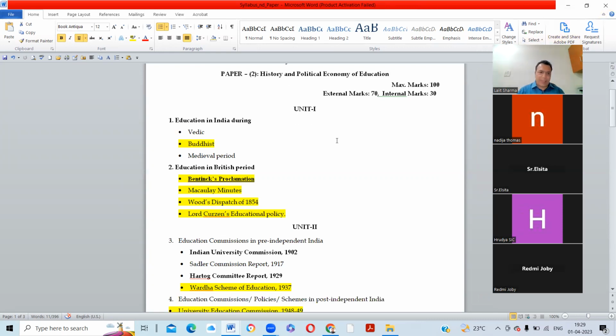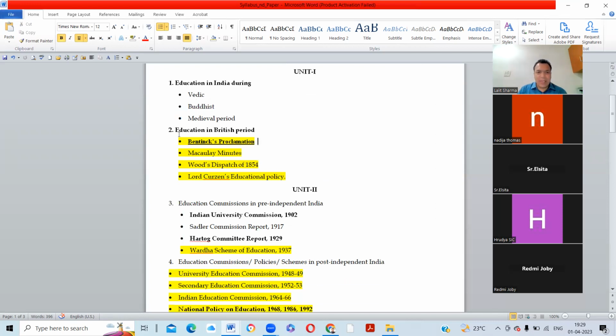तो guys देखो, unit 1 में first question है, there are 2 chapters. One is education in India during Vedic, Buddhist and medieval period, or second is education in British period. So guys, I will suggest you go for the second one, right? We have to see our long questions first, 4 long questions would come, 14 marks each. So we have to focus on our long question first. Then I request all of you to go for the second one.